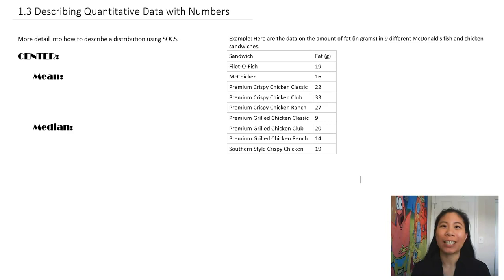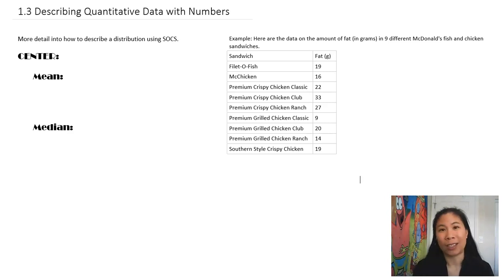We are looking more at how to describe quantitative data using numbers this time. Last time we were looking at graphs specifically, but today we want to look at numbers. So we're still trying to use SOCS to describe our distribution. That means we need to look at center, shape, spread, outliers. Shape doesn't really apply here because we're not looking at the graphs. You need the graph to look at the shape. So really we're concentrating on center, spread, and outliers.